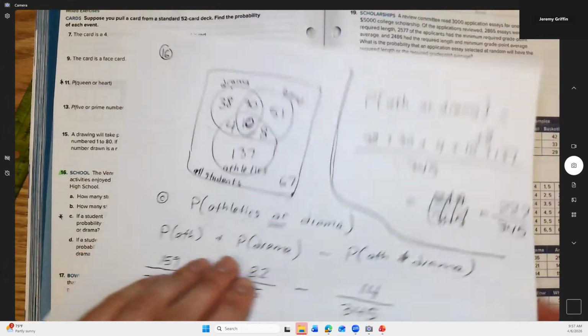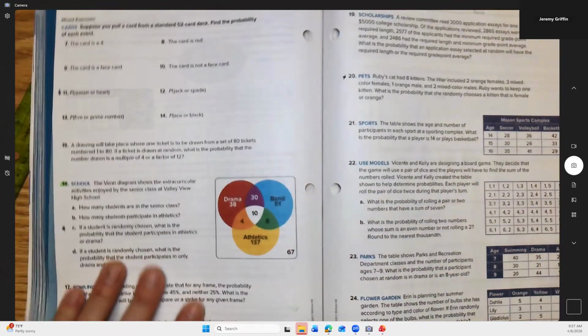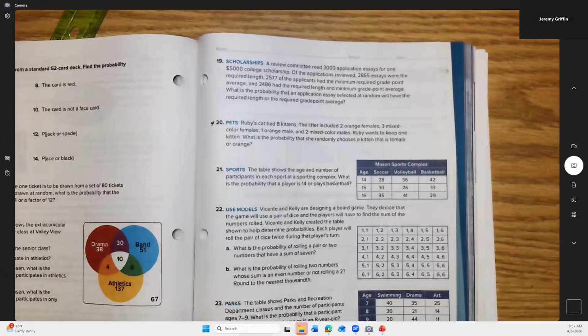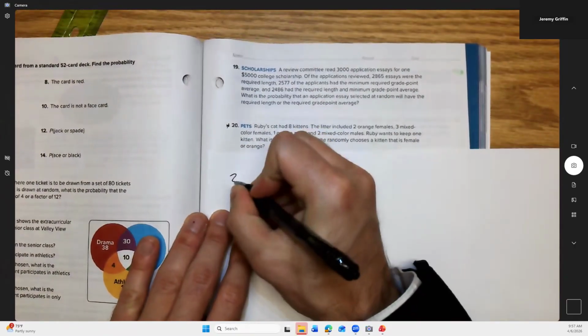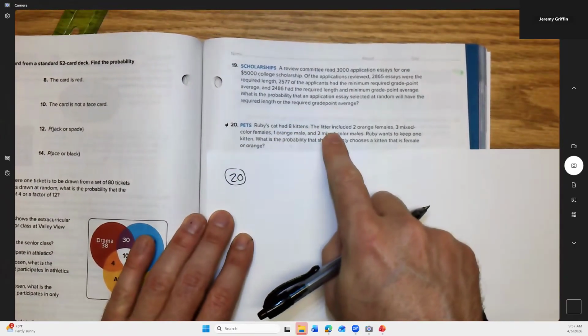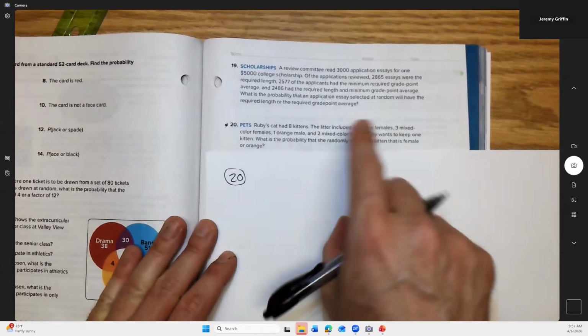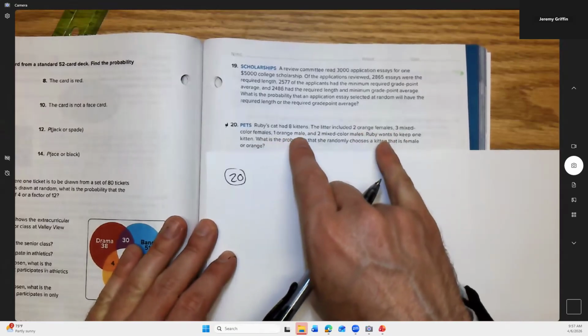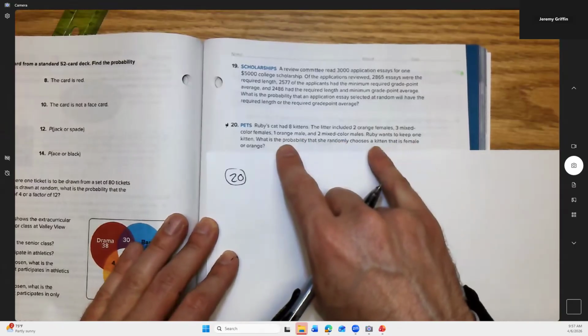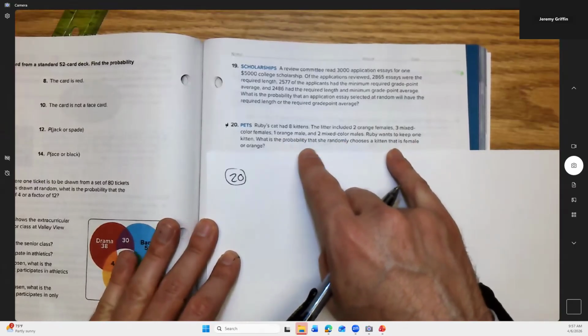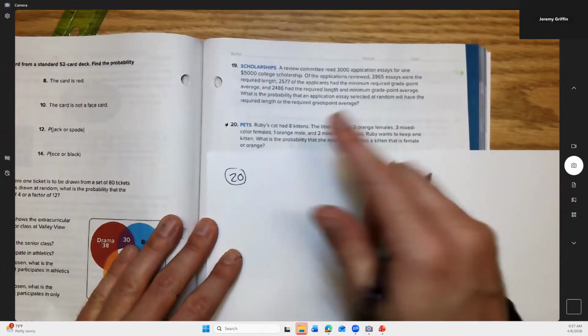All right, let's do one more for the notes. I got number 20, pets. Ruby's cat had 8 kittens. This is number 20. The litter included 2 orange female, 3 mixed color female, 1 orange male, 2 mixed color male. Ruby wants to keep 1 kitten. What's the probability she randomly chooses a kitten that is female or orange?